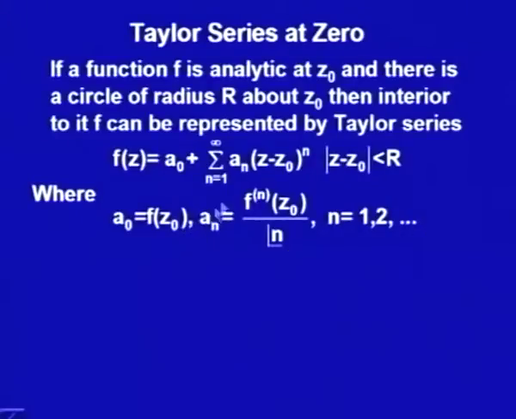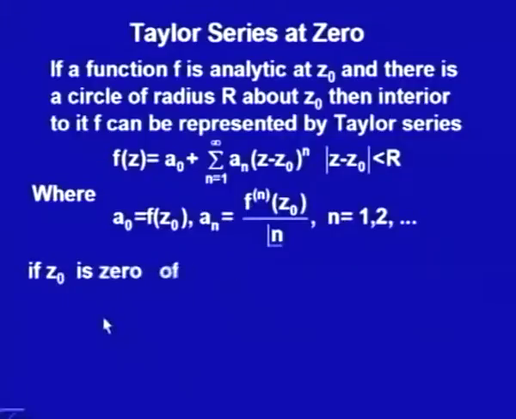Now, if z naught is a zero of the function f, what it says is that f of z naught would be 0, that says a naught would be 0. Now, suppose z naught is a zero of order m, then what would I get? I would get that f of z naught would be 0, the first derivative f dash z naught would be 0, the second derivative f double dash at z naught would be 0, until the m minus 1th derivative at z naught would be 0.